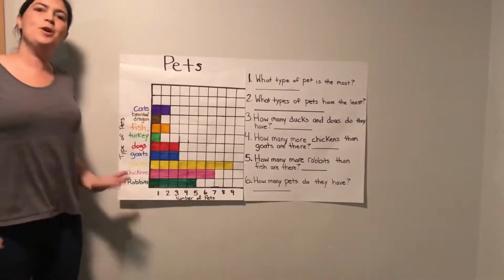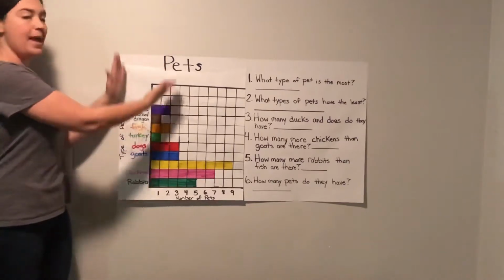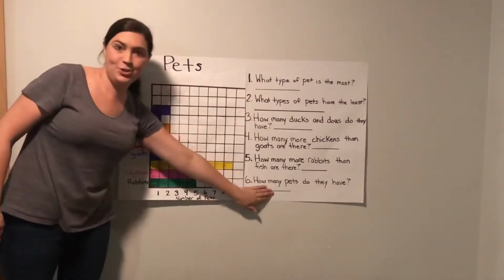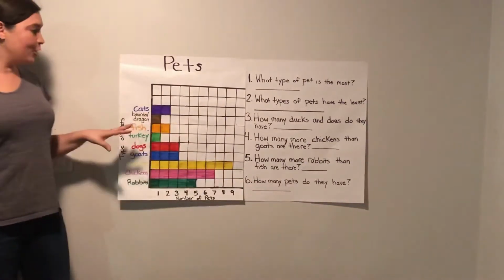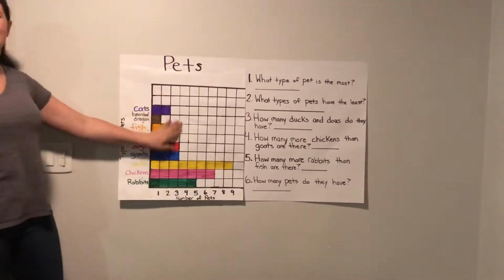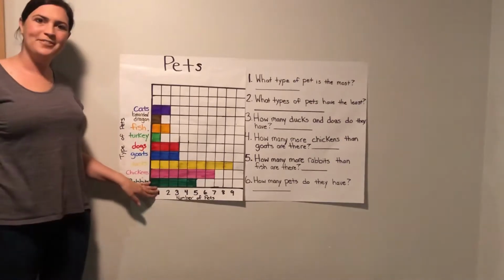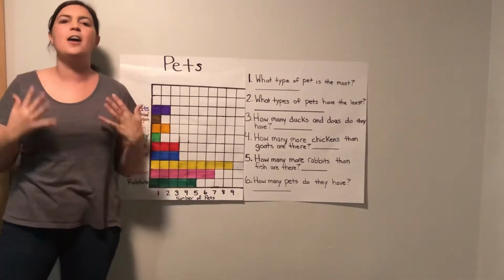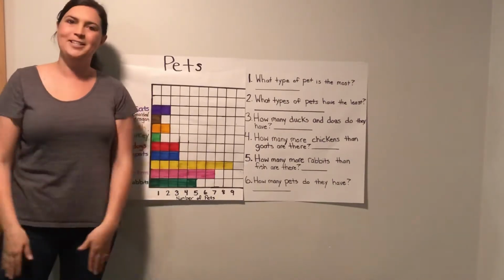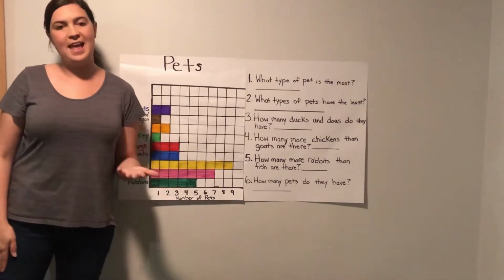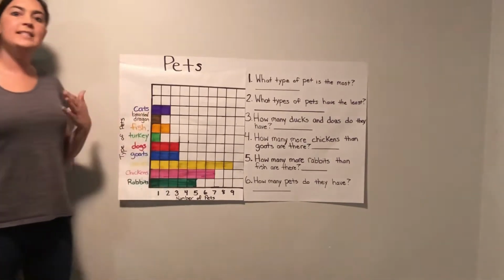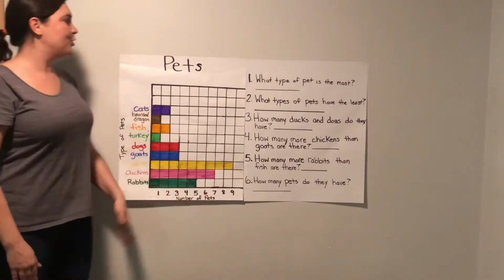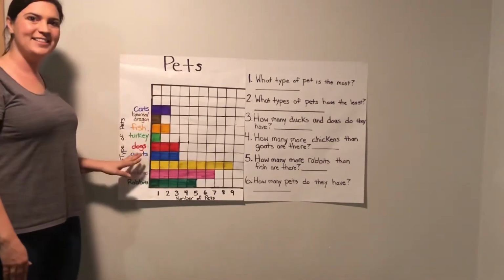So today we're going to be taking information from a bar graph and using that data to answer questions. So first, I want to tell you how I got this information for this bar graph. I have a friend and their family has a lot of wonderful pets that I wanted to share with you. So I asked them to tell me what types of pets they have and how many they had of each, so we could do a survey of their pets.